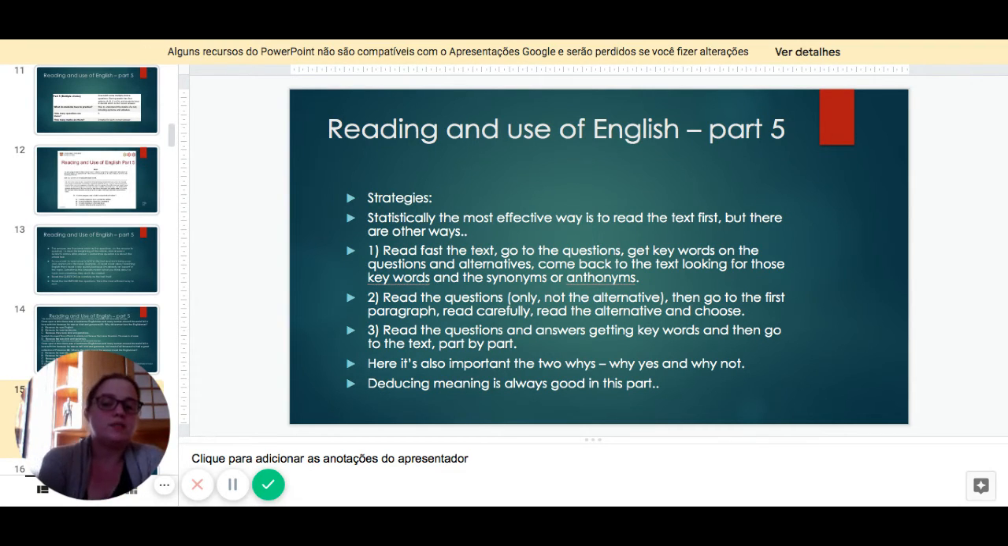What do I mean by deducing meaning? Sometimes you can find yourself in a question where you don't know the keyword. The keyword is a new word for you. What do I do? Do I tear my hair out? No, you try to deduce, okay? You try to look for the word in other contexts. You try to deduce meaning, even if it's not the correct, perfect meaning. Probably by trying to deduce, you get a lot of context, okay?